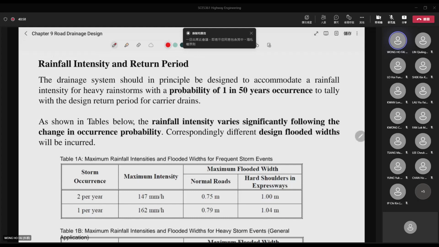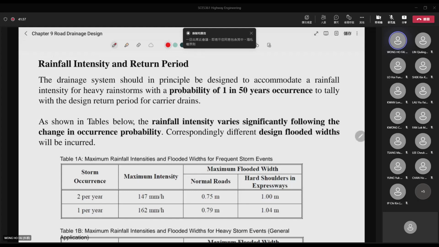Now you can think that if you design for 1 in 1,000 years, of course it will be very safe, but your society needs to invest a lot because you need to build a very strong drainage system, which is actually never or very seldom to happen, okay? And it is a kind of waste if you are designing too high standard, okay? After balancing your risk and balancing your investment, it is thought that 1 in 50 years occurrence is already good enough for your design.